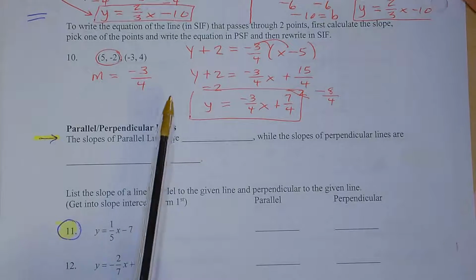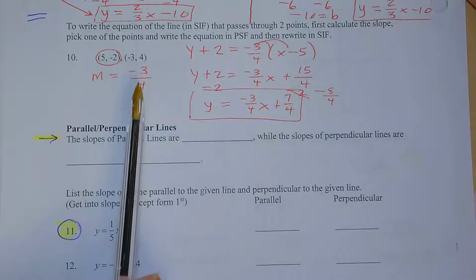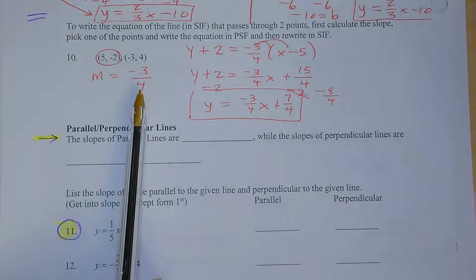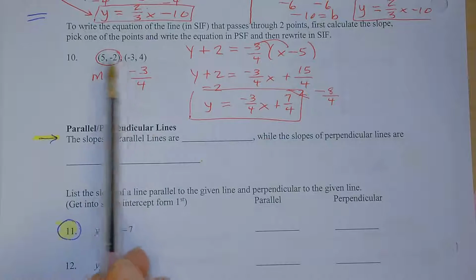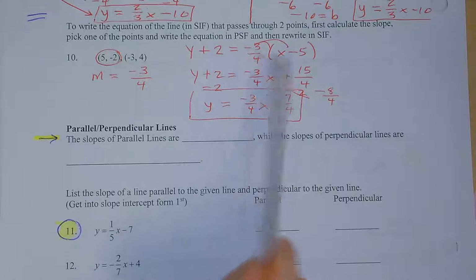You guys look at number 10 and you found your slope, make sure that you always reduce your slope to lowest form. So it was -6/8, so we reduced it to -3/4. And then you may pick either point you want, since they're both points on the line. I chose 5, -2, and I put it into point slope.